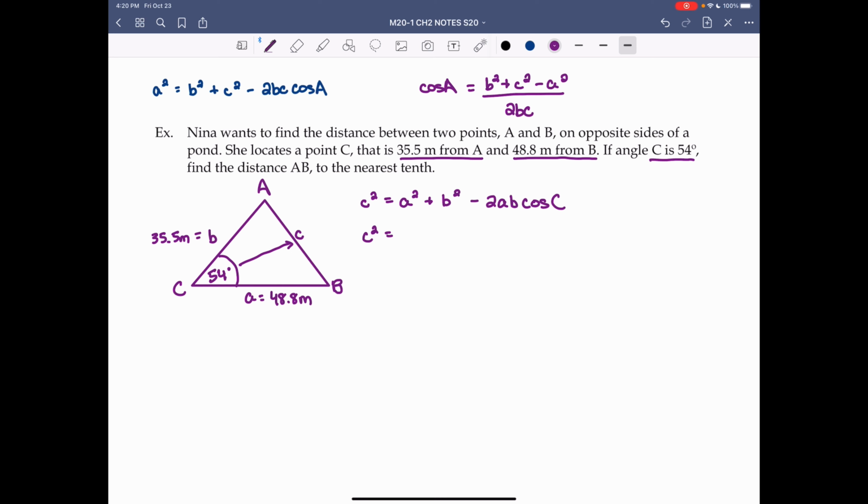Then we plug in our information. C squared equals A squared is 48.8 squared. B is 35.5 squared minus 2 times A, which is 48.8, times B, which is 35.5, and then times cos of angle C, which is 54 degrees. Plug that into the calculator.